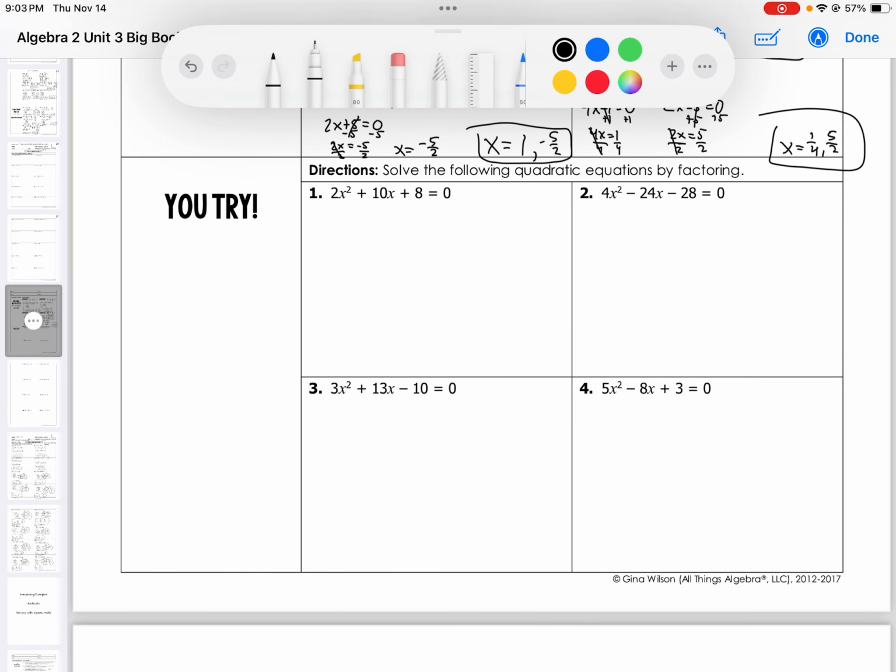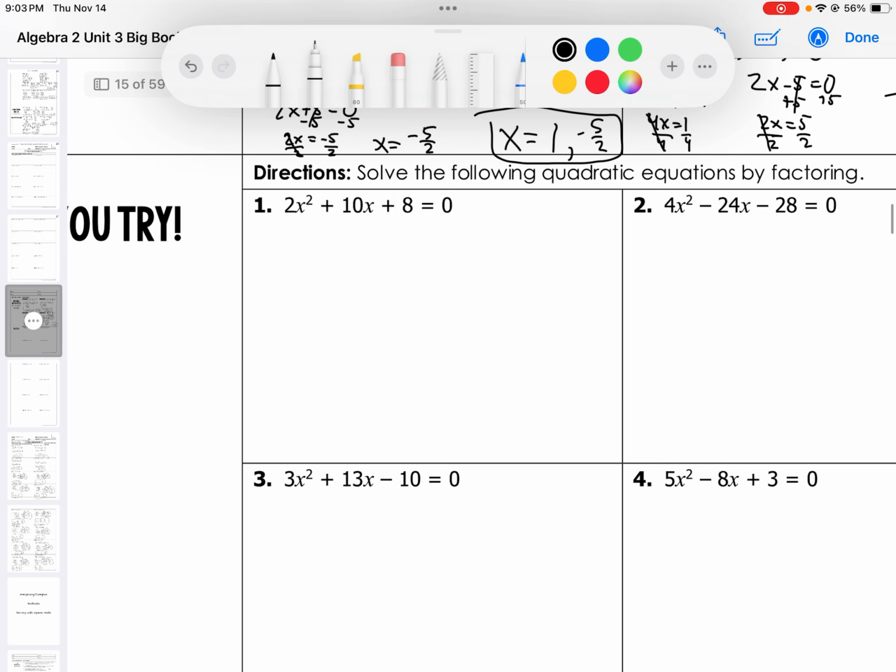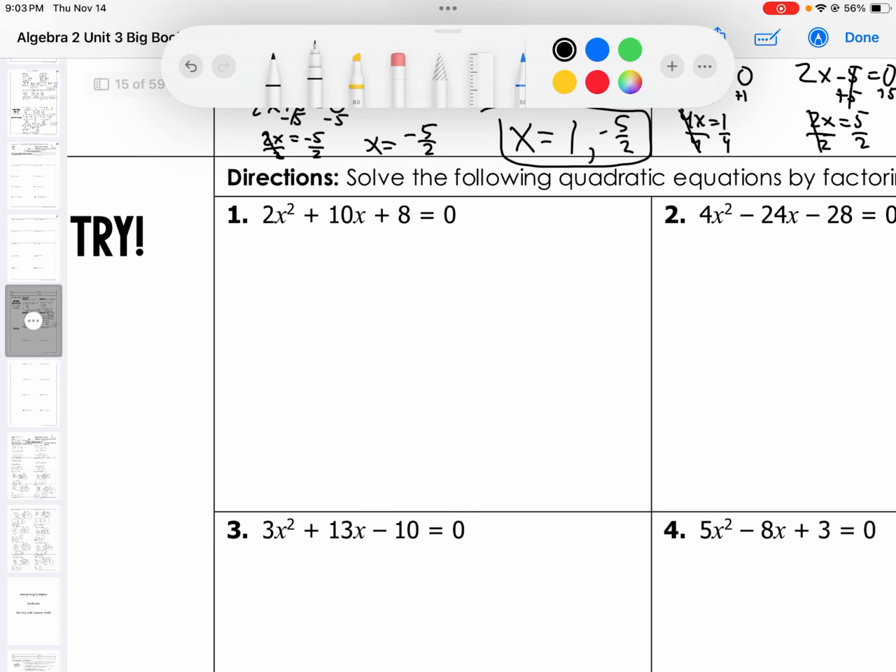Okay, so when we have a number in front of the x squared like we do here, this is 2x squared. First thing we should do is see if there is a greatest common factor that we can take out. And in this case, there is a 2 that we can take out from each of these terms. So we will divide each of these by 2.